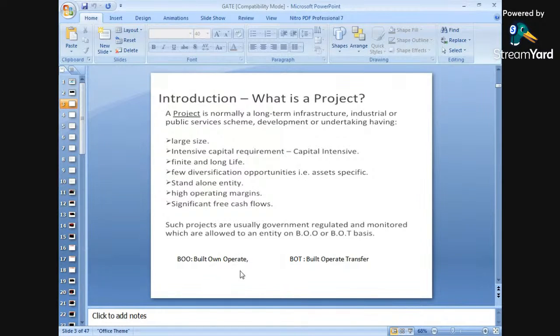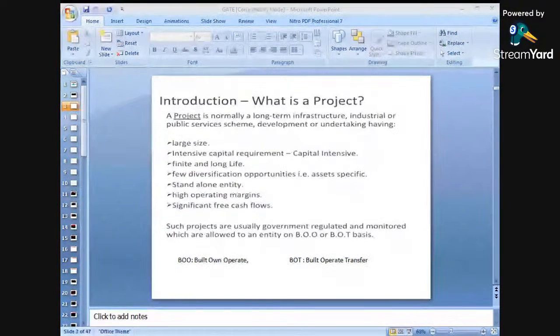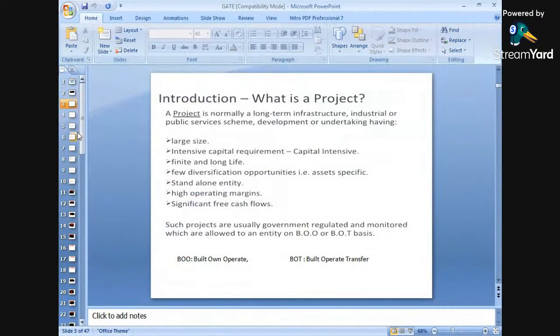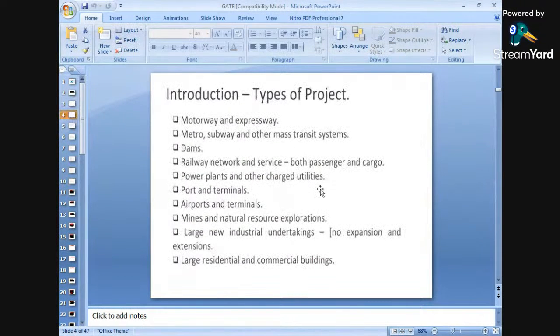That is, build, own, and operate is a different thing. It has been considered as well as build, operate, and transfer. Okay? So these two are the various different concerns related with a project. Okay? Next is what are the different types of projects while considering construction management.